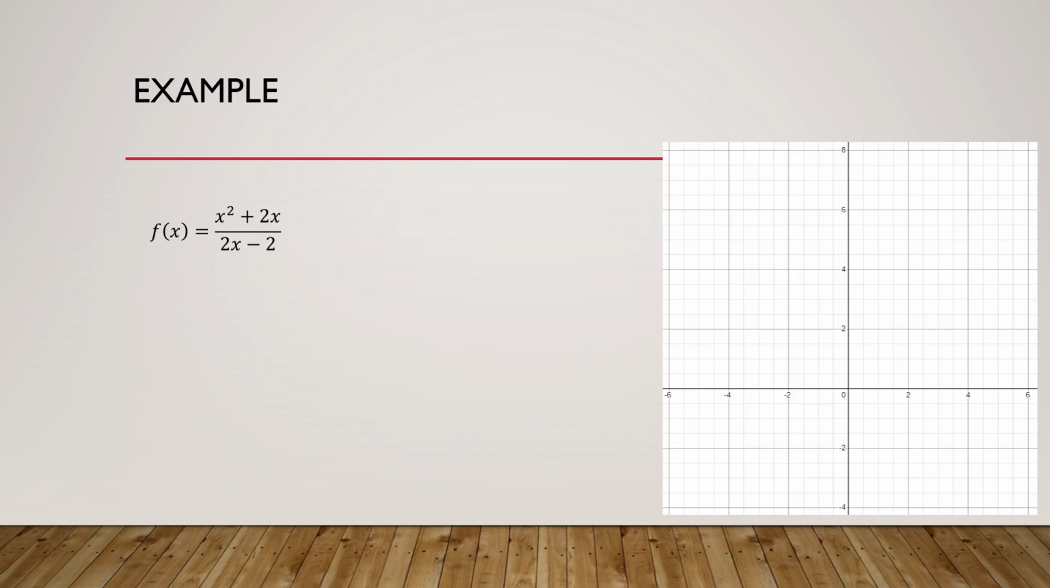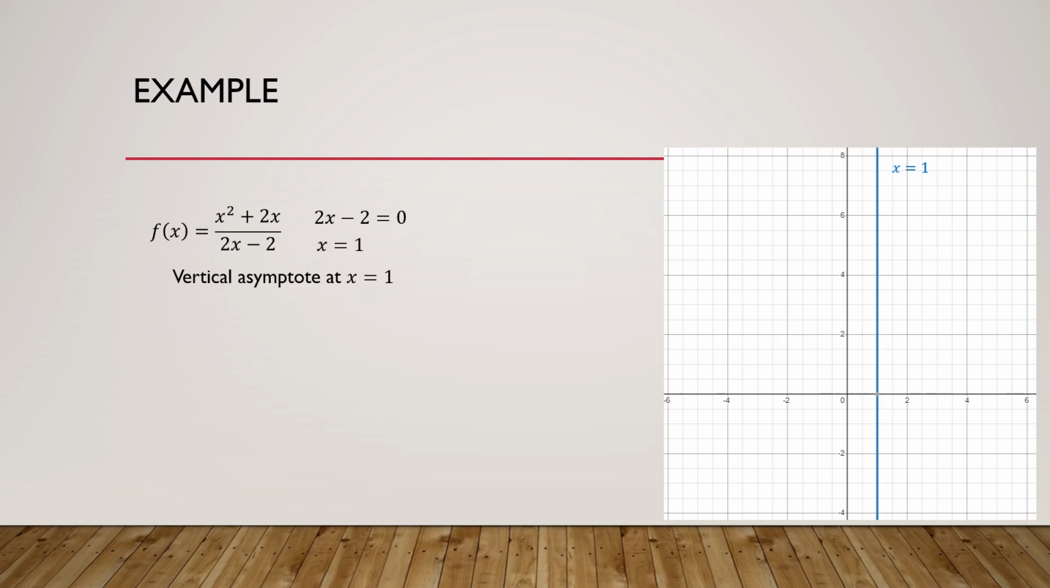For example, let's evaluate and graph f of x is equal to x squared plus 2x over 2x minus 2. The vertical asymptote is easily determined by setting 2x minus 2 equal to 0, or where x equals 1. This function has a second degree polynomial for the numerator and a first degree polynomial for the denominator, meaning it is likely to have an oblique asymptote.